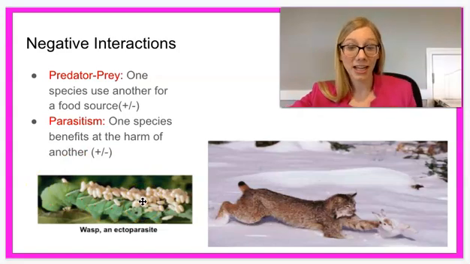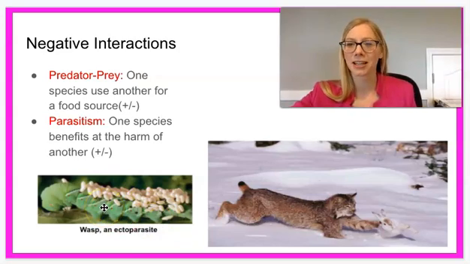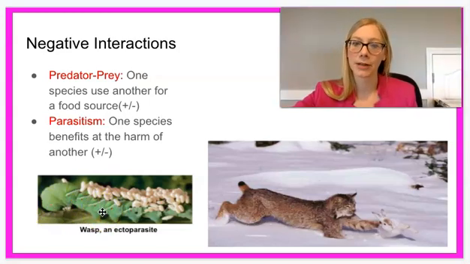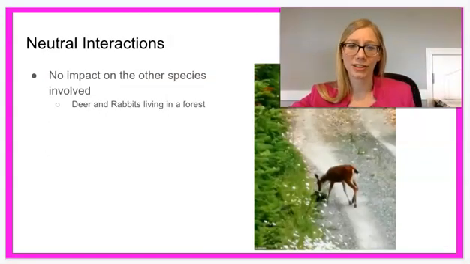When you're the parasite on the host, it's not necessarily its intention to kill it, but sometimes the host, the organism that the parasite is on, becomes so weak and broken down that it will sometimes end up dying. What are some neutral interactions?